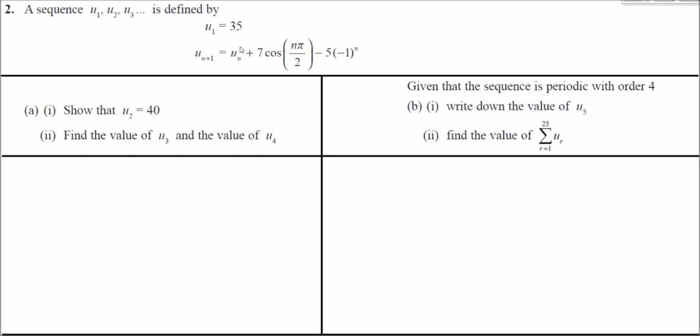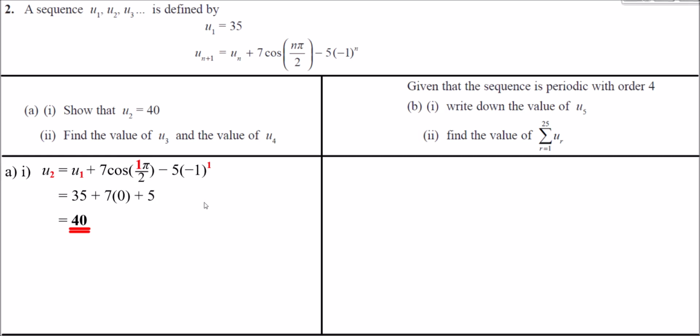Using this expression here and subbing in for u2, think of u2 as being u of 1 plus 1. So u2 is going to be the previous term, u1, plus 7 lots of cosine of 1 pi over 2, because n is now 1, we're finding 1 plus 1, which is u2, then minus 5 times minus 1 to the power 1. So u1 we saw was 35, that's been told to us. Cos of 90 degrees is 0, check that on your calculator if you want to, of course, and minus 5 times minus 1 becomes positive 5, and so the expression becomes this. So we just get 35 plus 5, hence u2 is 40.